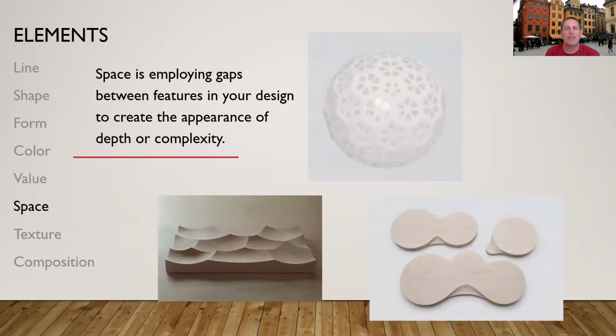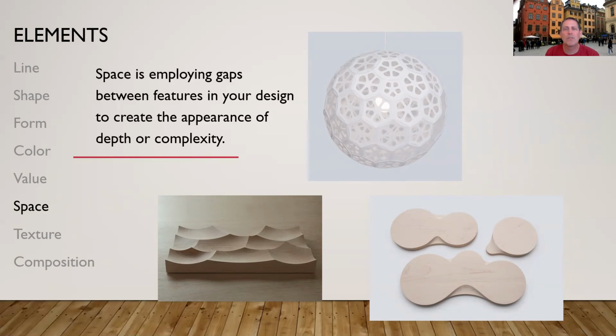Looking onto space. Space is the use of gaps between features in your design that give some feeling of depth or complexity. The top here, we've got a hanging lamp, lots of holes in there, creating some space. You know that there's an interior volume where the bulb is that has its own space. At the bottom are some interesting trays. On the left there is something you can use for a party, have various objects placed out in it, and they're separated by what looks like mountain views.